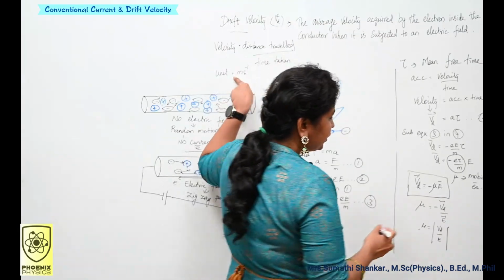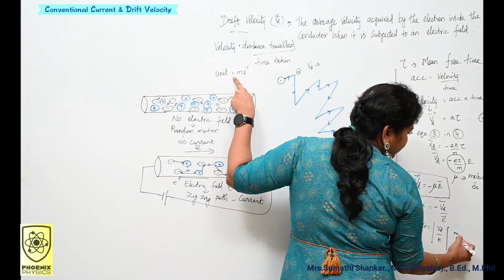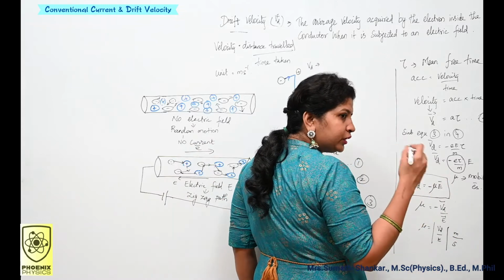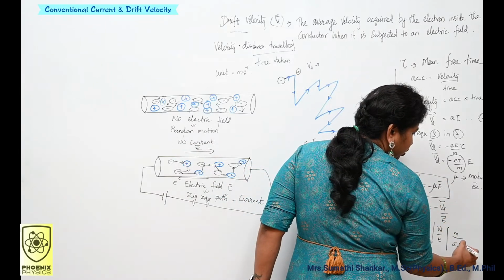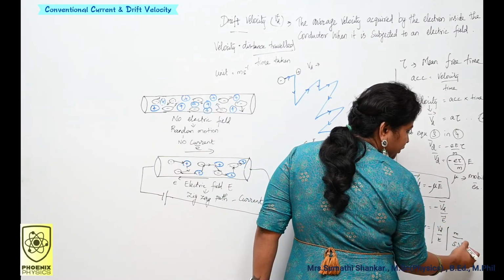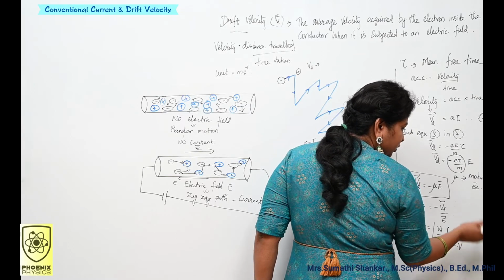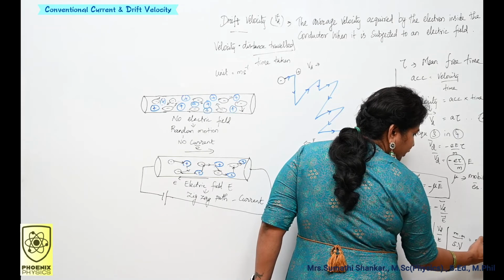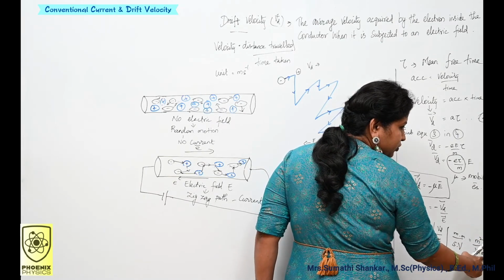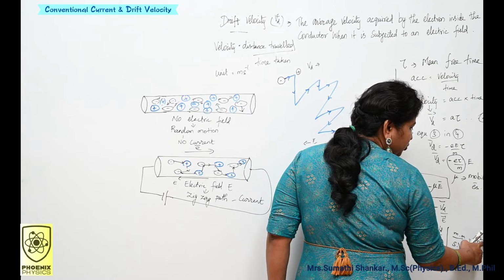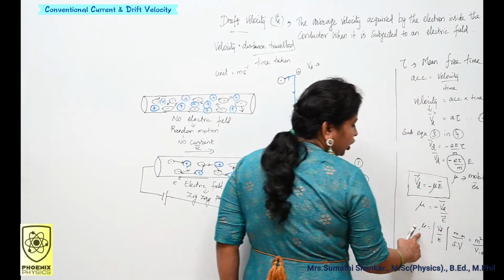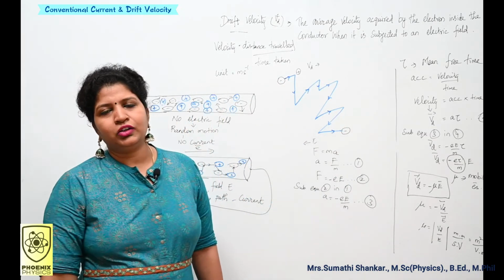Velocity unit is meter per second. Electric field unit is volt per meter. So here, volt per meter. So bring the meter unit into the numerator. You can get meter square over volt. This s is for second. So meter square by volt second. This is the unit for mobility of the electron.